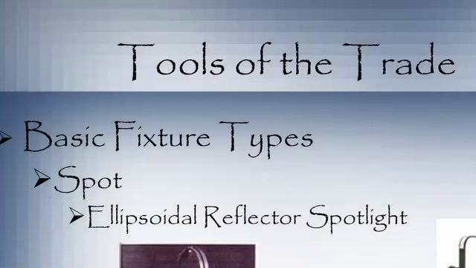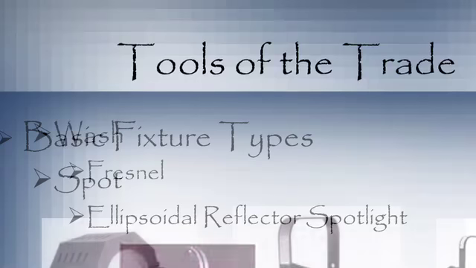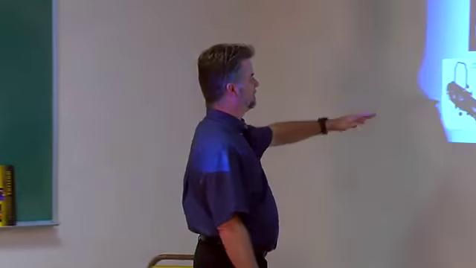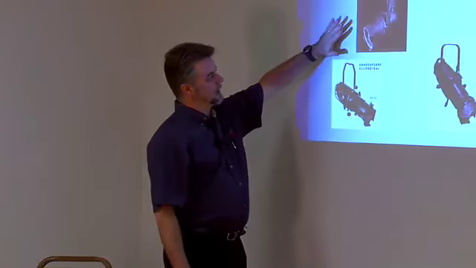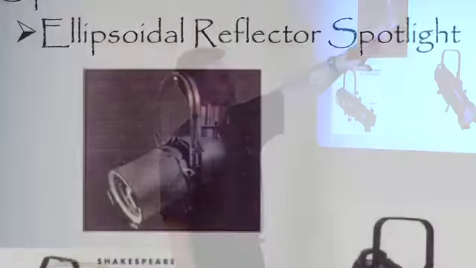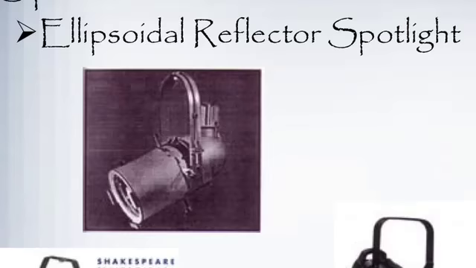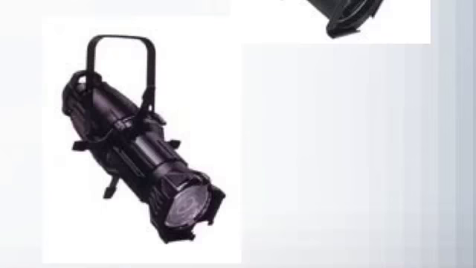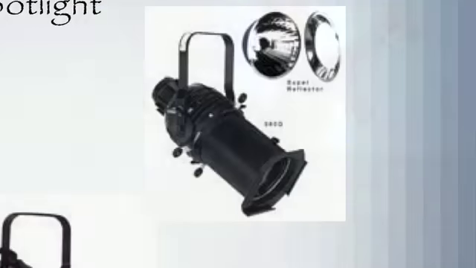basic fixture types. There are only two basic fixture types. Okay? You have a spot fixture. The other type is a wash. And the basic difference is the ability to focus an image. Okay, so this is an ellipsoidal reflector spotlight. Going back to the days when I started, this is what they looked like. Nowadays we've got Altman, Strand, the Shakespeare. This is an ETC Source 4, this is an Altman 360Q.